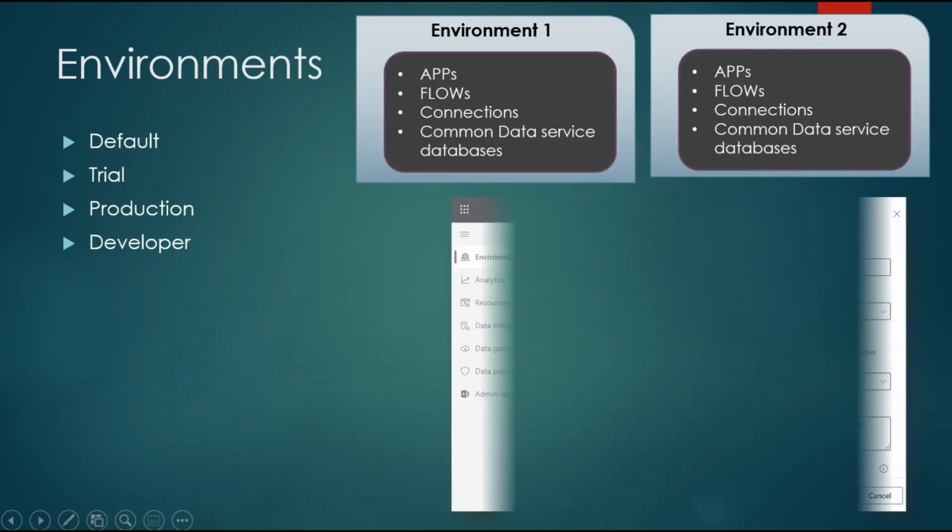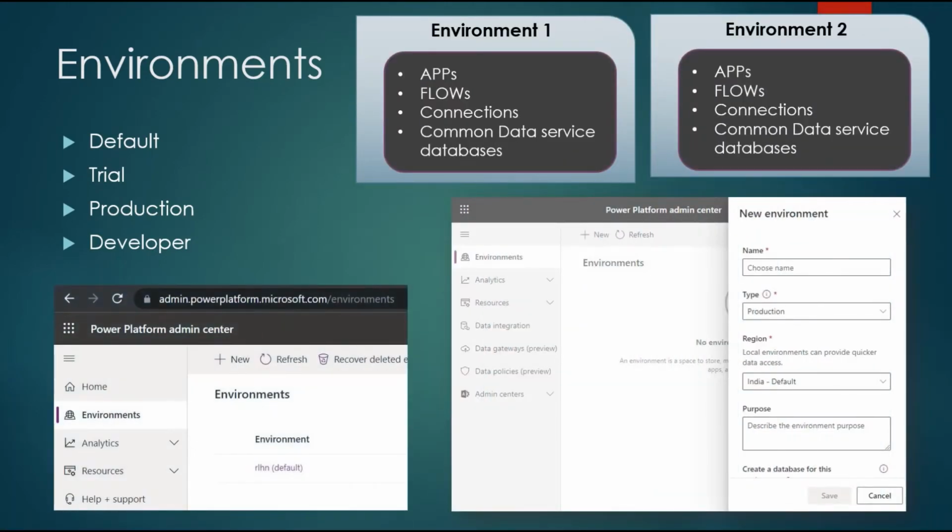Next is the environment. Let's say you are working on an app and doing the development of it. You are done with it. You want to release it for the production users. Now they are using it, and you want to make some changes to it. So this is a regular requirement where you can have a test environment or UAT environment, a staging environment, a production environment. Similarly, here in Power Platform, you can have separate environments.